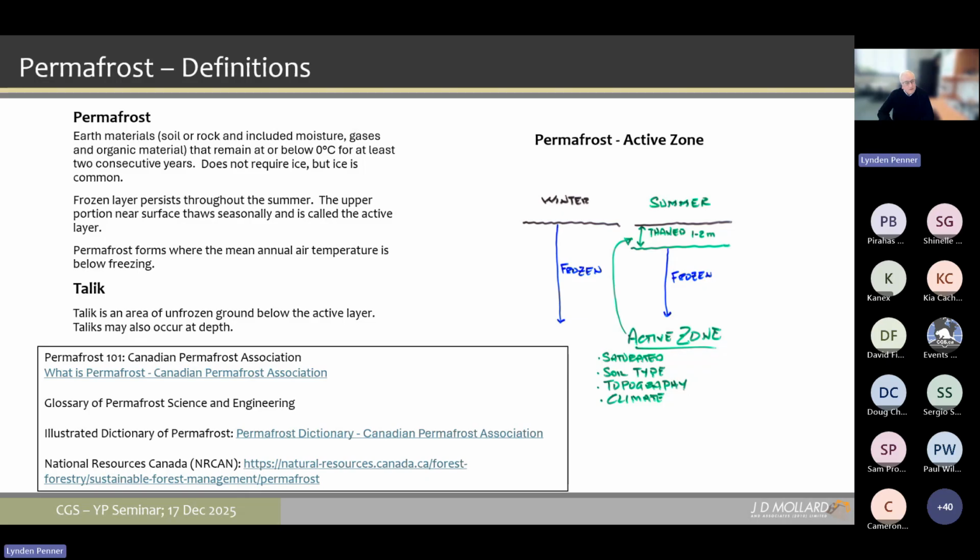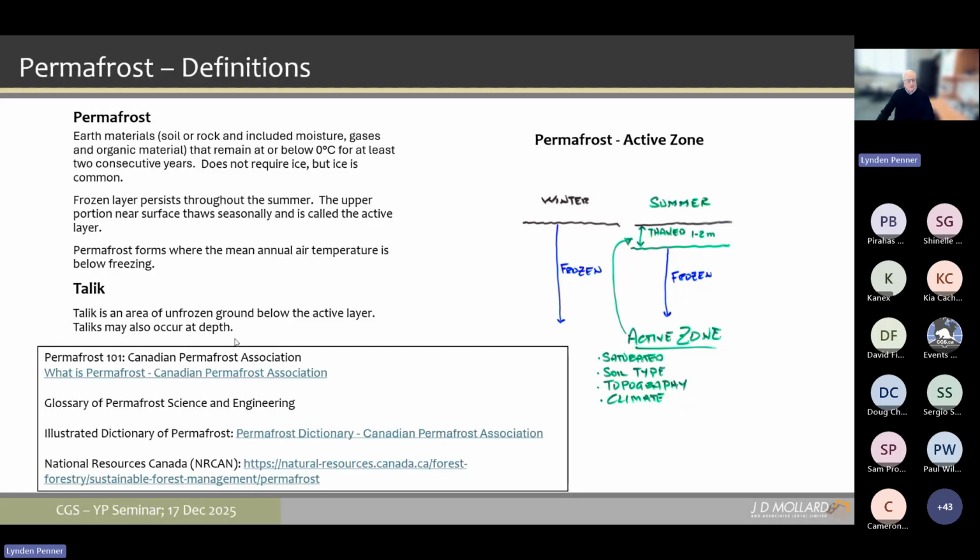but ice within permafrost is common. The frozen layer persists throughout the summer, and the upper portion thaws seasonally, and that's what's called the active zone. So there's a sketch here on the right where it's frozen from the surface down during the winter, but in the summer there may be an active layer where the ground thaws to some depth, depending on where you are and what temperatures are like, perhaps down to 1 or 2 meters of thawed ground, and that's the active zone. And of course, permafrost forms where the mean annual air temperature is below freezing.